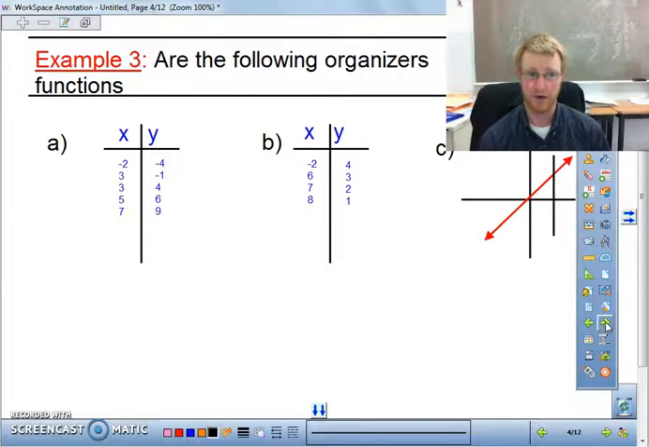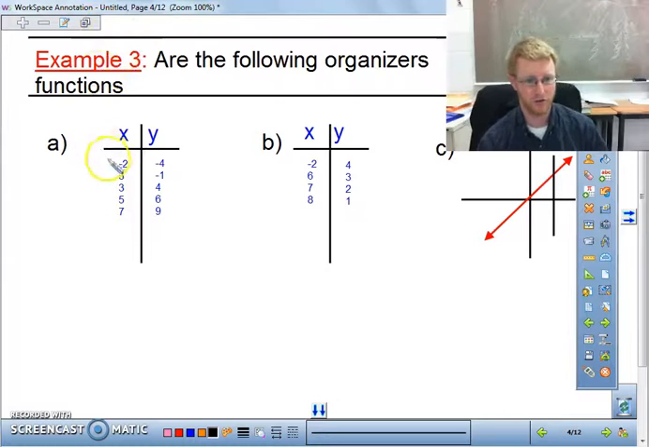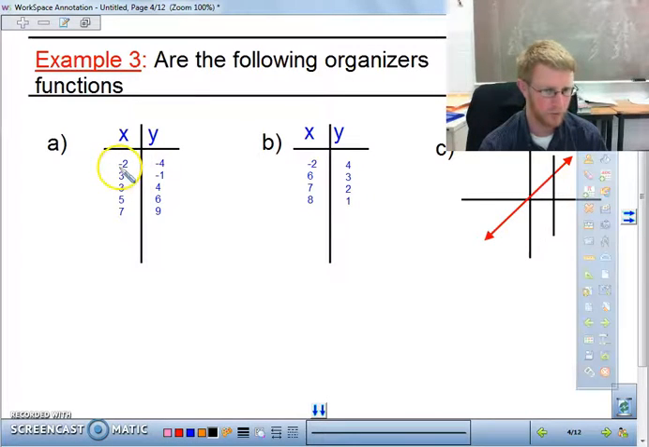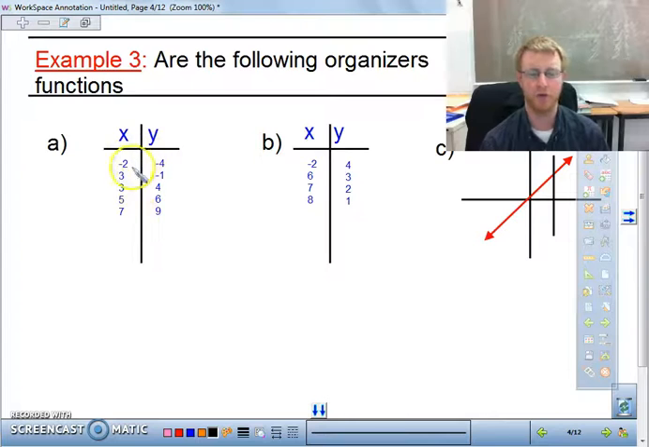So here's more things about functions. Are the following organizers functions? Here's another place where you're going to have to make an adjustment on your paper. It looks like the negative skipped a line and then it went down to 2. So you may just want to rewrite these real quick. If you have to pause the video to rewrite them, it won't take you that long, but I'm just going to move on.